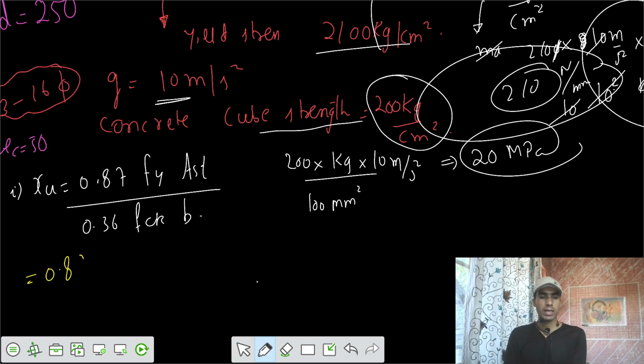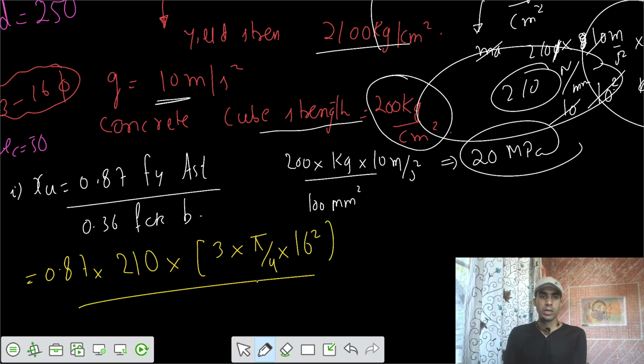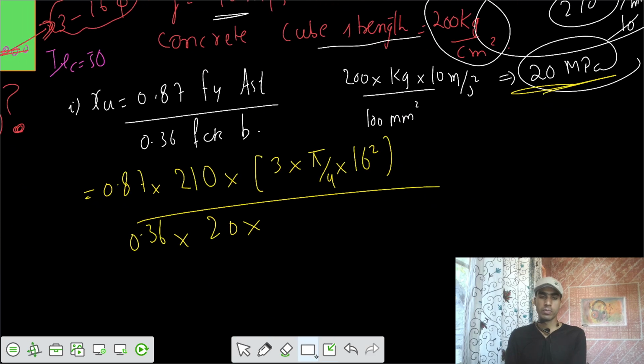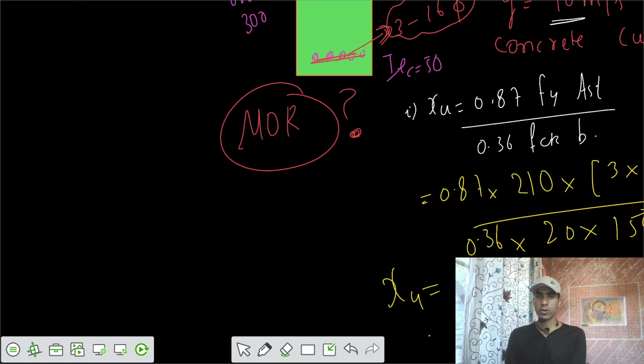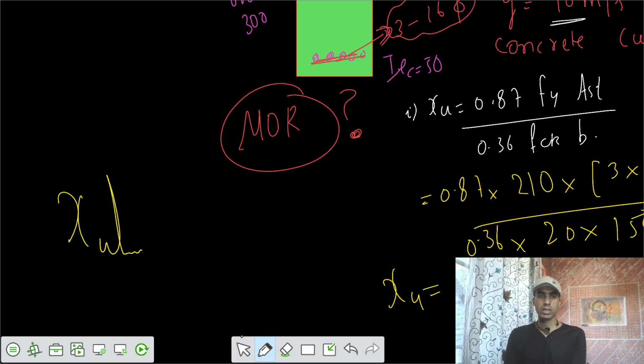So I would say 0.87 Fy AST, AST is 3 bars of diameter 16, divided by 0.36 FCK and B. What is the B? We have 150. So that's your location of neutral axis, XU, equals 102.04 millimeters.